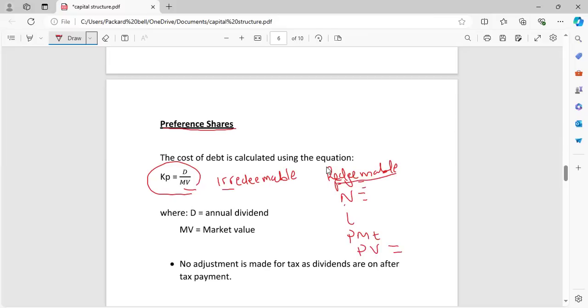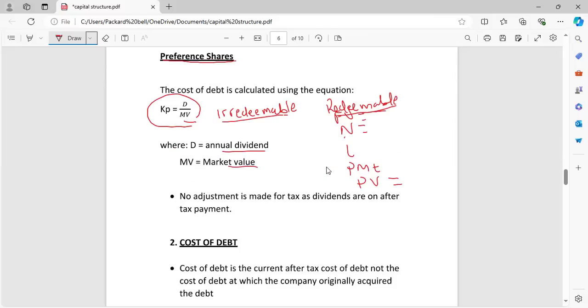But if it is not redeemable, then you use this formula: annual dividend over market value, then you are going to have the cost of irredeemable preference shares. But as long as they are redeemable, then you are going to use the other one. Another thing that we should look at on preference shares: remember these guys, they receive dividends. So you are not going to do it after tax. You are not going to apply tax on preference shares and ordinary shares.